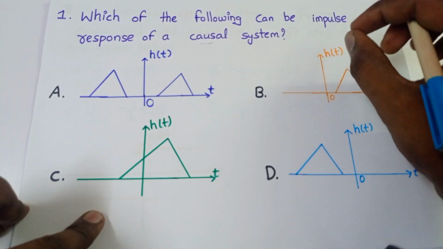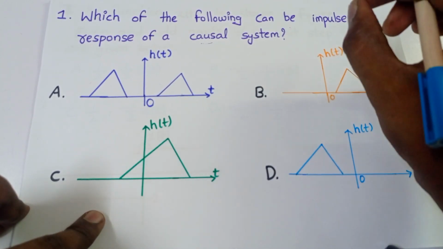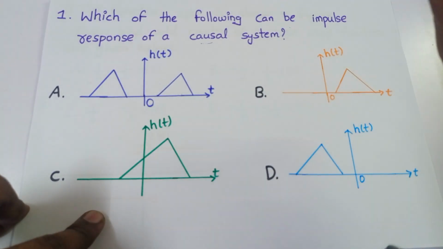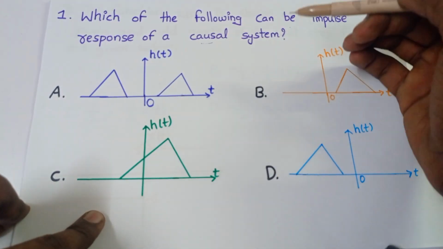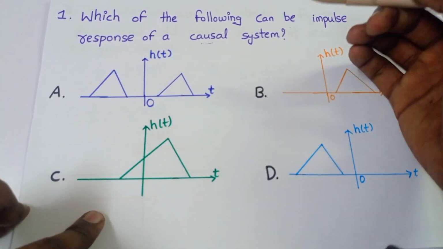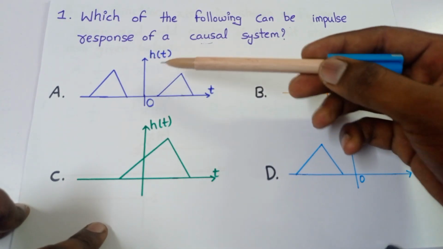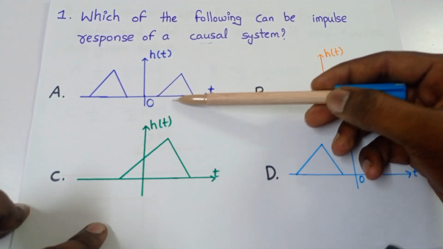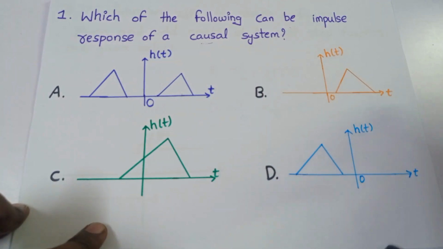First, understand what a causal system is. A causal system is nothing but a system whose output depends on the present and past values of the input. Present and past values of the input, that system is called a causal system. Here they have given four impulse responses: the first one, second one, third one and fourth one. We need to find which one is the correct causal system impulse response.